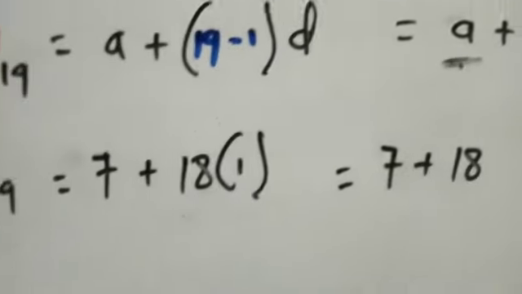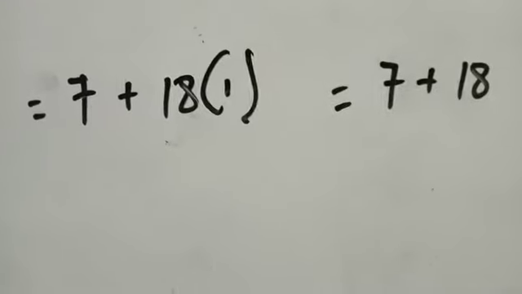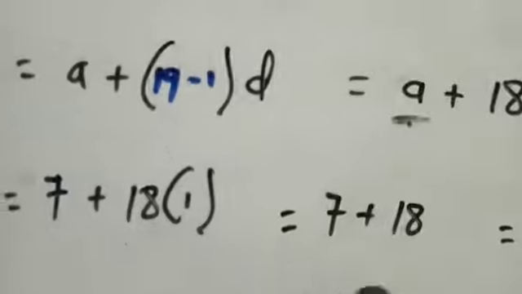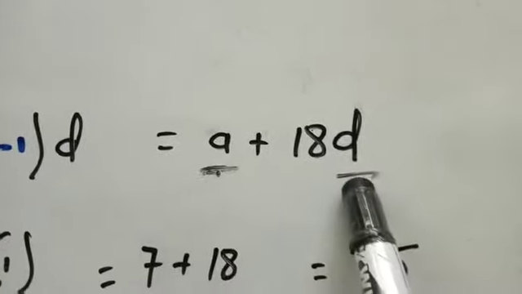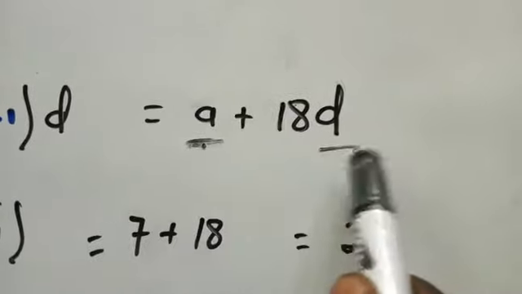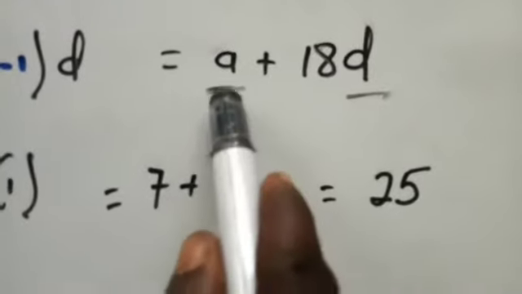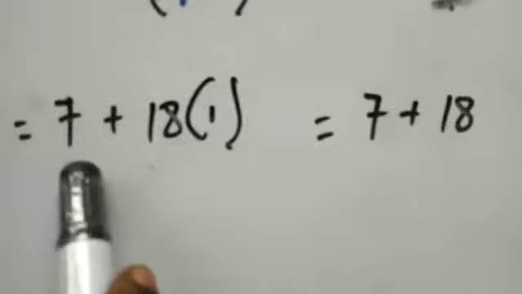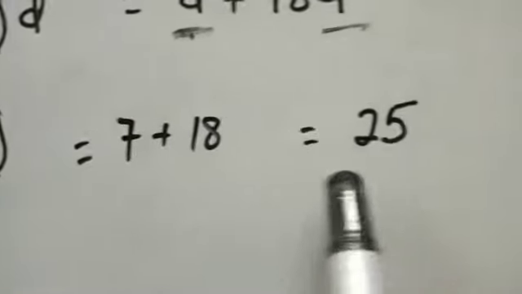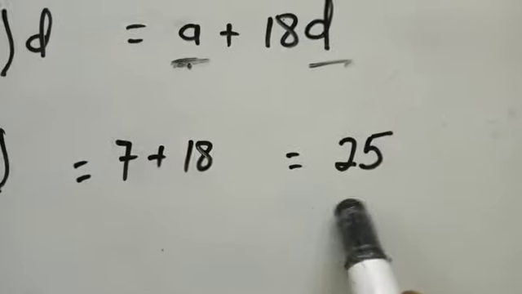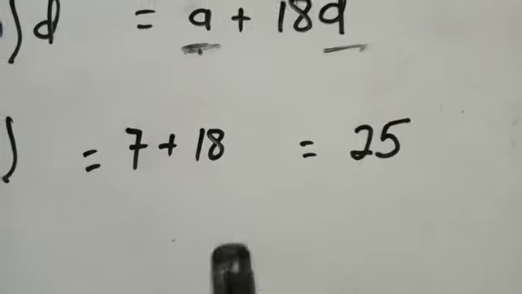So on the 19th day, what are we going to get? This is what we are looking for. We are looking for a and d. So a was 7 and d was 1, right? So here is 7 plus 18d, and d here is 1, so that gives me 25. So on the 19th day, we are going to get $25, or whatever the currency is.